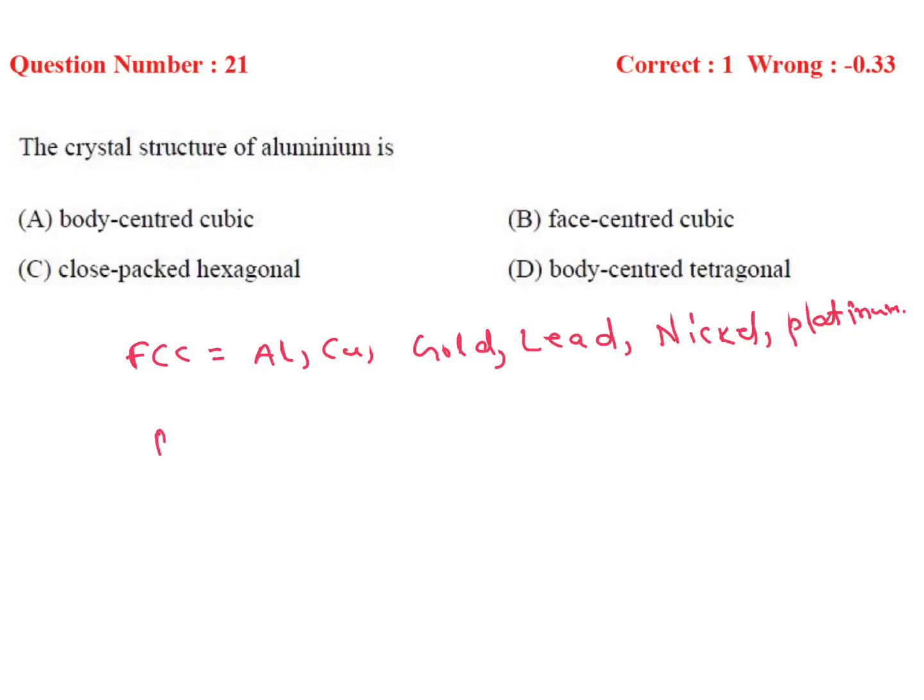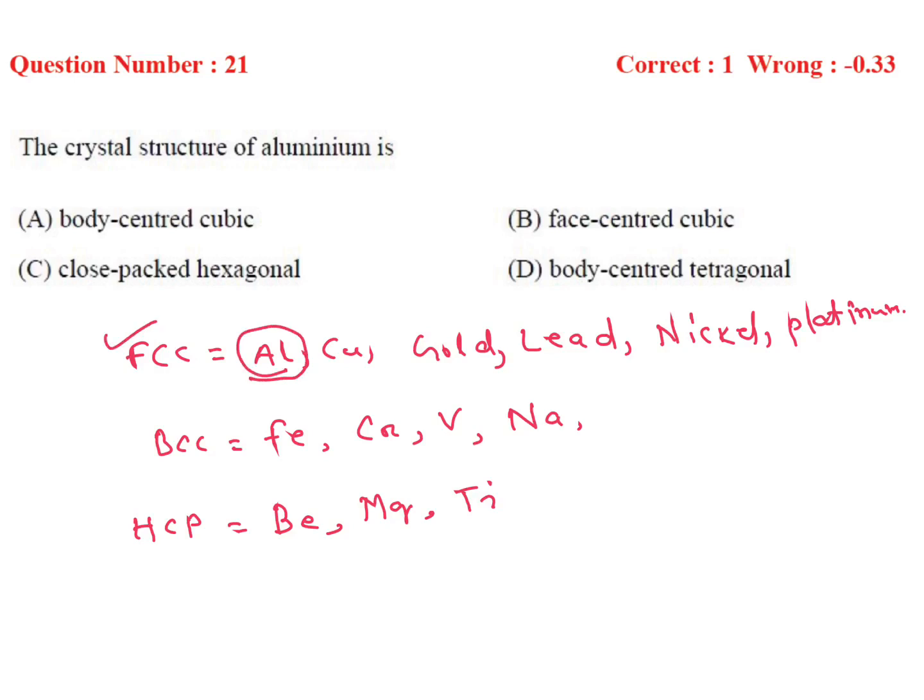Then for BCC, body-centered cubic: iron, chromium, vanadium, then sodium. These are the examples. Then for hexagonal close packed, HCP, examples are magnesium, titanium. So in this question, for aluminium the crystal structure is FCC, face-centered cubic.